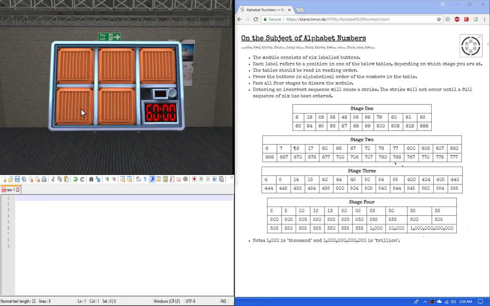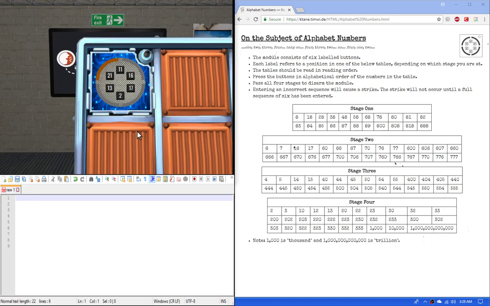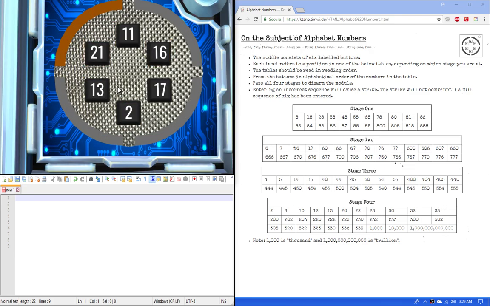So, for this one, it doesn't require any edge work, so we're going to jump right in. You'll be awarded with 6 different numbers, which I'll write down here: 11, 21, 16, 13, 17, and 2. Now, these numbers represent the position in the stage that you're in. The table is read in reading order.